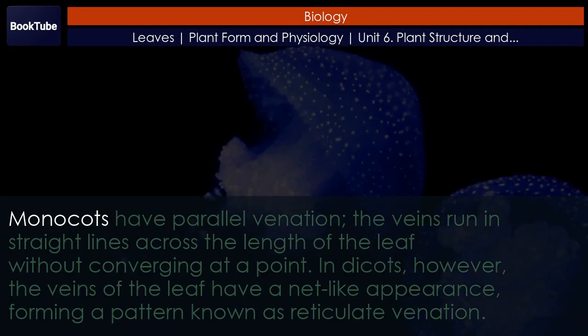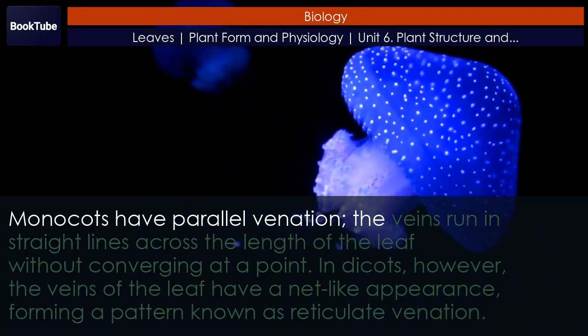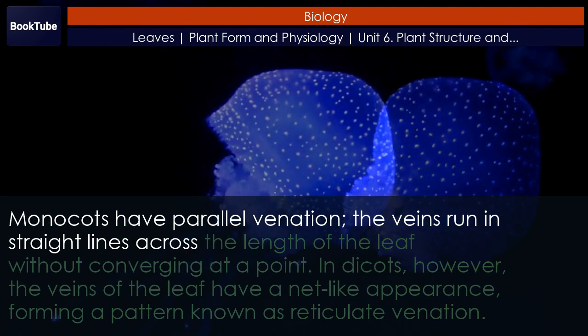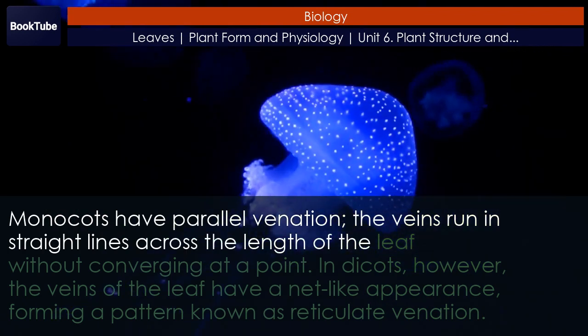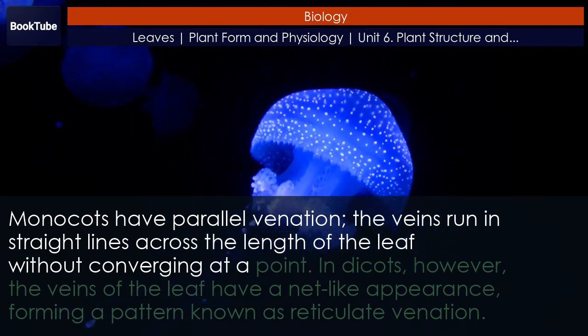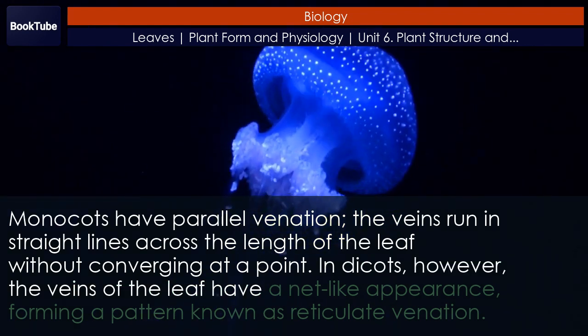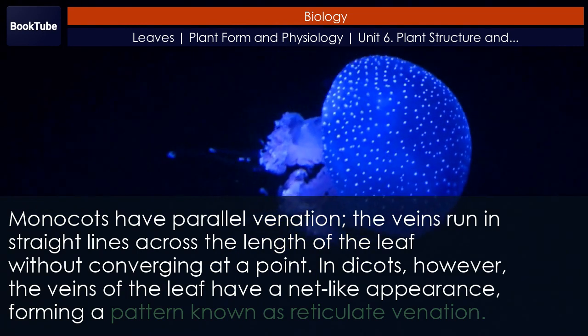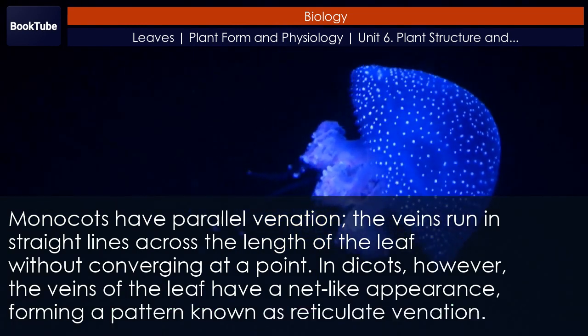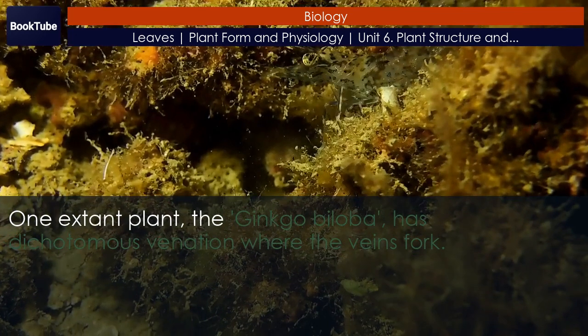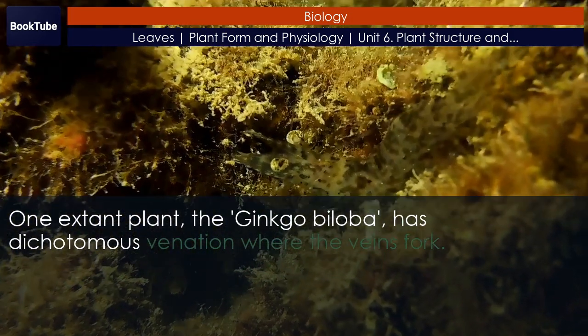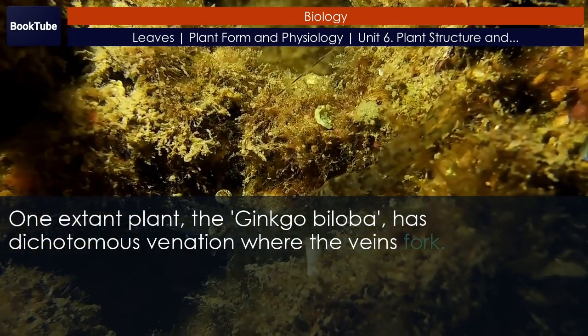Figure 2. Monocots have parallel venation. The veins run in straight lines across the length of the leaf without converging at a point. In dicots, however, the veins of the leaf have a net-like appearance, forming a pattern known as reticulate venation. One extant plant, the Ginkgo biloba, has dichotomous venation, where the veins fork.